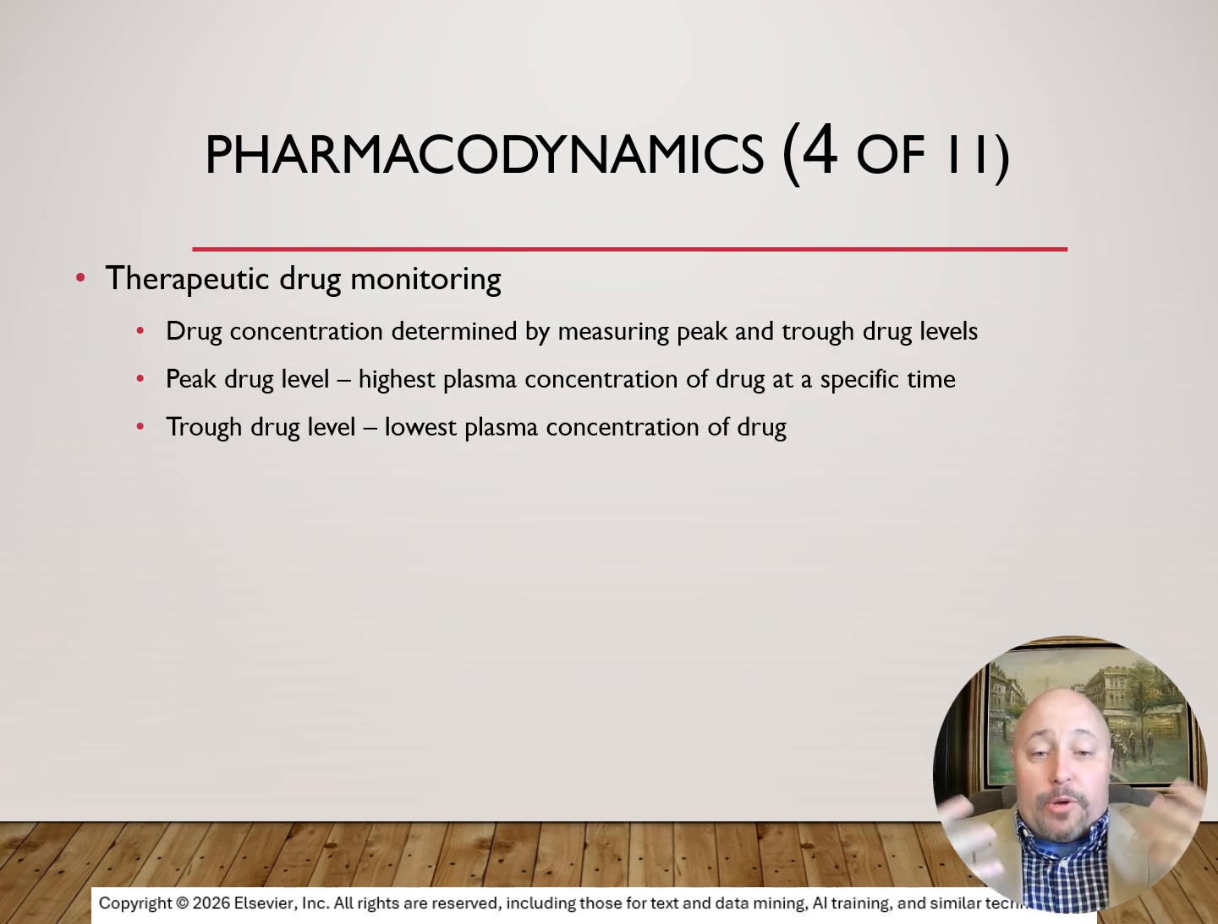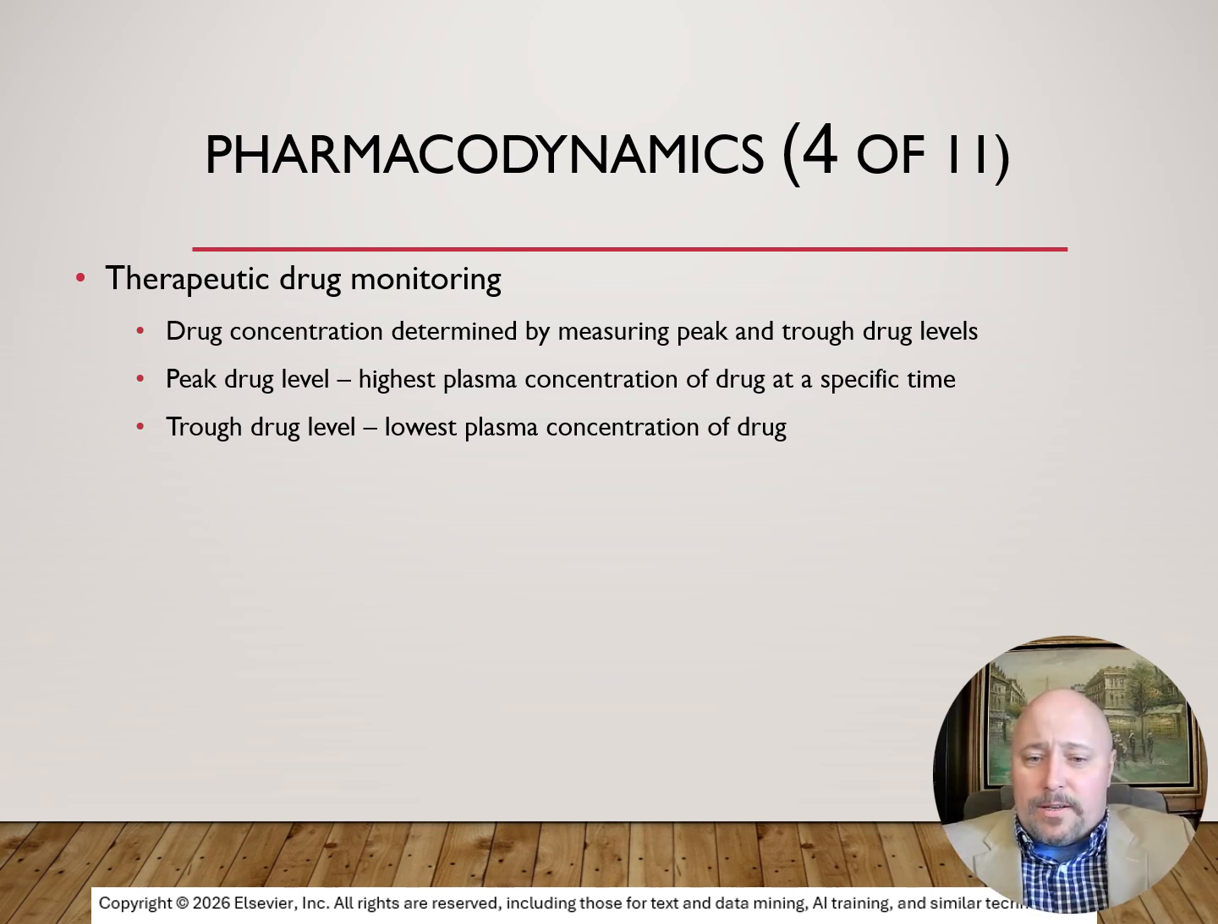When discussing therapeutic drug monitoring, the drug concentration is determined by measuring peak and trough drug levels. This is especially important in things like antibiotics. The peak drug level is the highest plasma concentration of a drug at a specific time, and the trough drug level is the lowest plasma concentration of a drug.